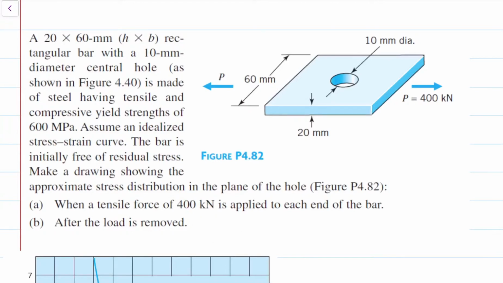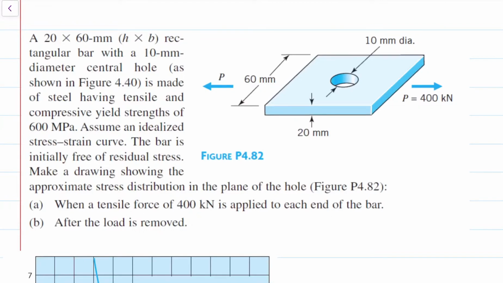Now, because there is a hole in the bar, as we discussed in the previous example, there are going to be areas in the bar which have higher stresses than the other. So that means a non-uniform stress distribution, and there's a possibility that the peak value is going to be higher than the yield strength. And when that happens, we're going to end up with some residual stresses.